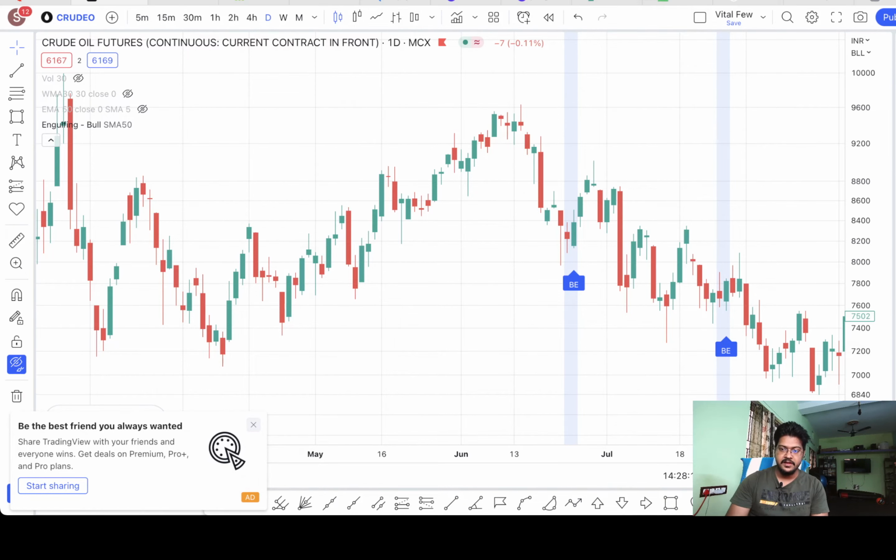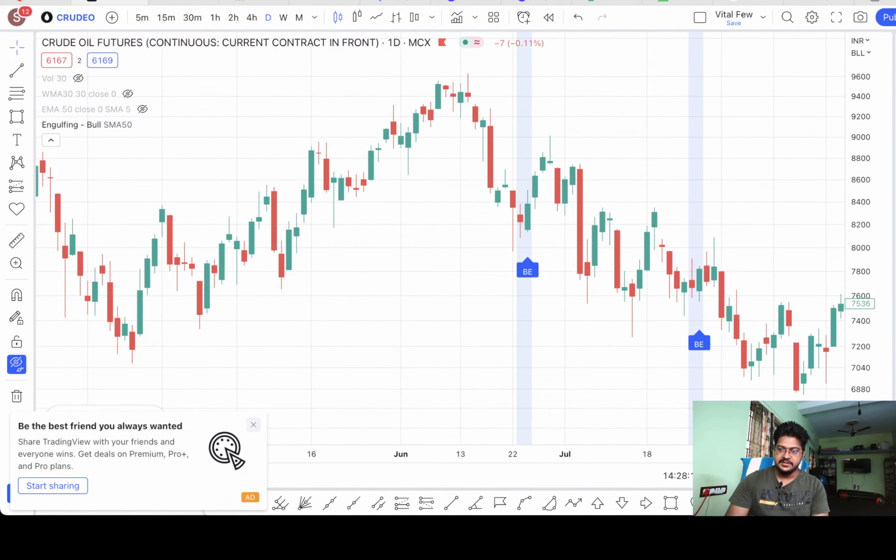Now another one. This is crude oil, and you can clearly see these two candles forming a pattern. Let me draw the line. This is the high, and you can see the high has been broken nicely and it went up. Let's try another one.